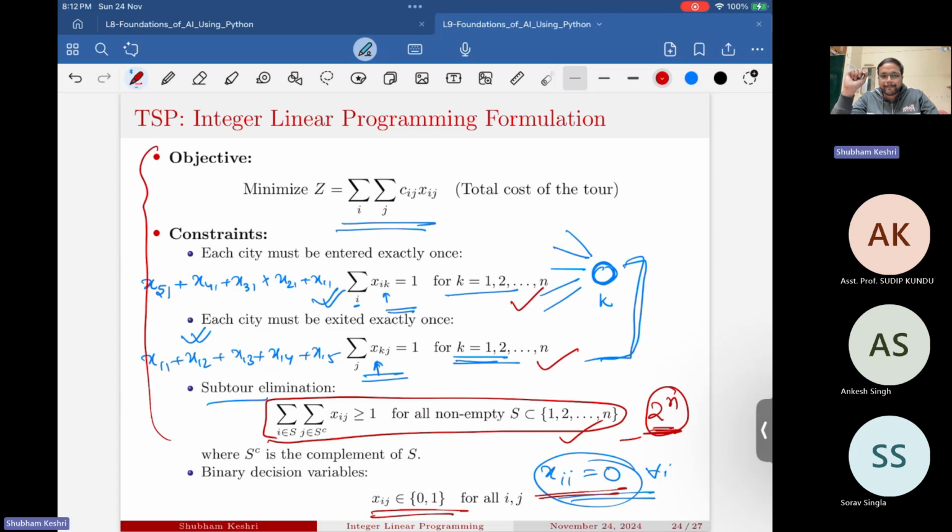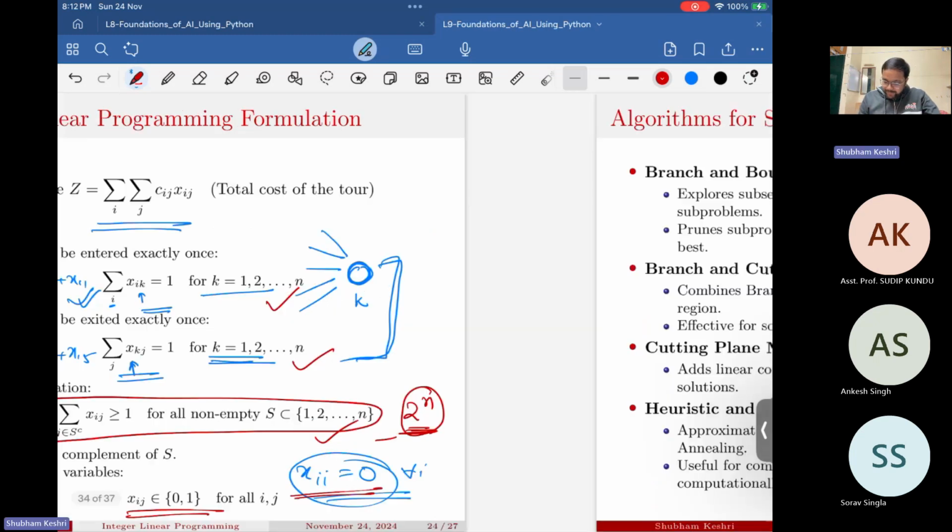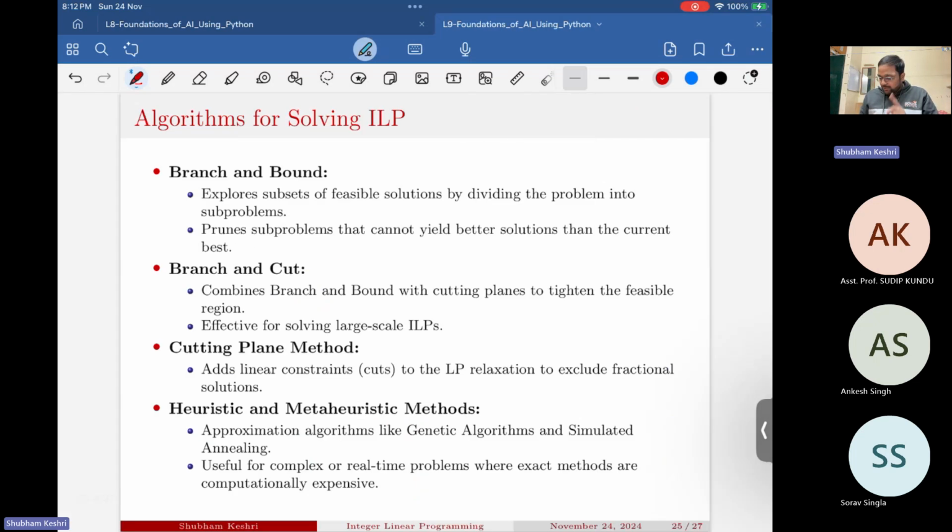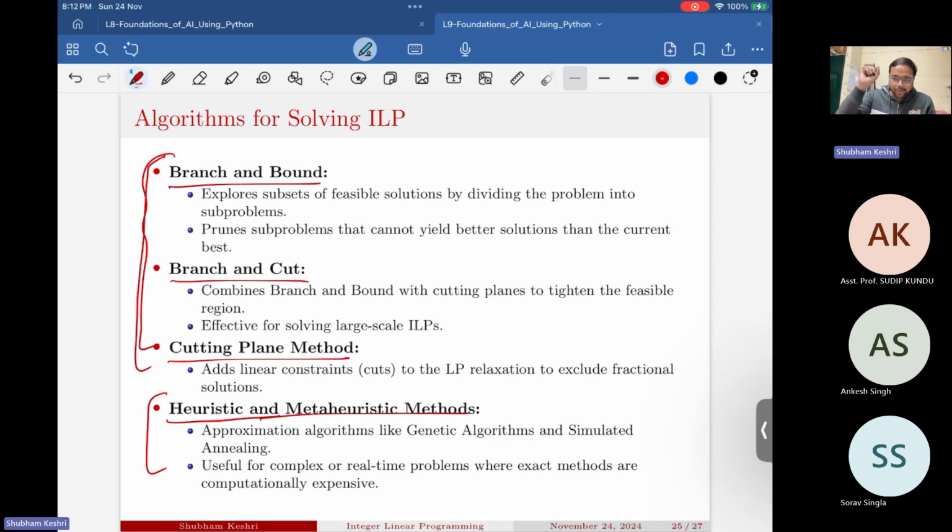Any more doubt? Okay, so let me see what I have. Yes. So algorithms to solve integer programming problems, we will not go into this because this is higher level optimization theory. We will just name these algorithms. This is branch and bound, branch and cut, cutting plane, and heuristics and meta-heuristics we have seen. So we can use heuristics and meta-heuristics to solve these problems. But these are exact algorithms. These are approximate algorithms. That is the difference. These are exact algorithms. They try to get the exact optima.